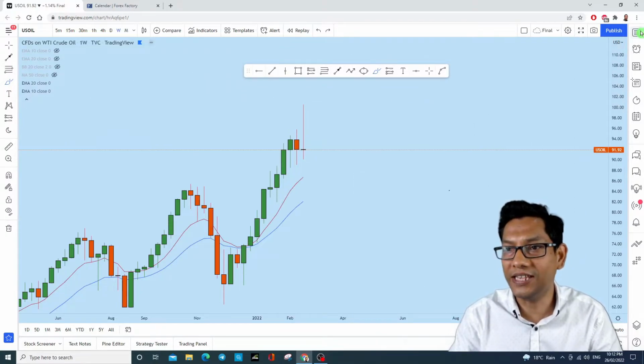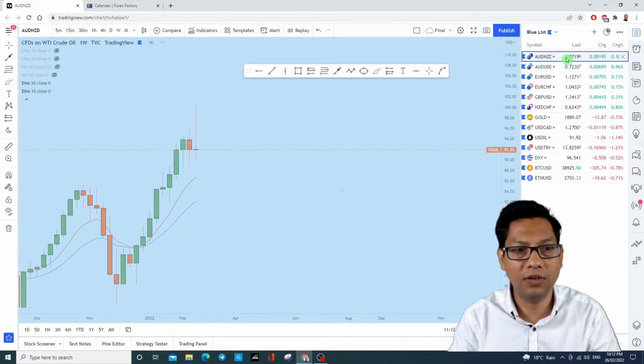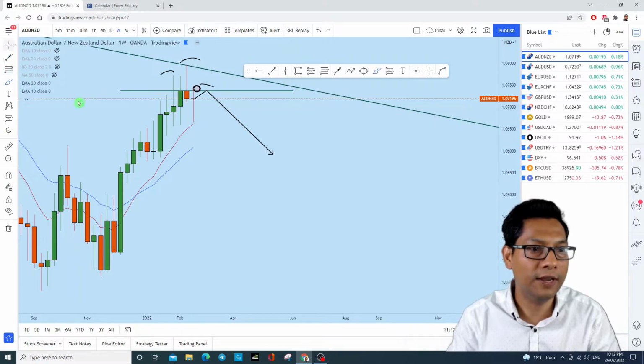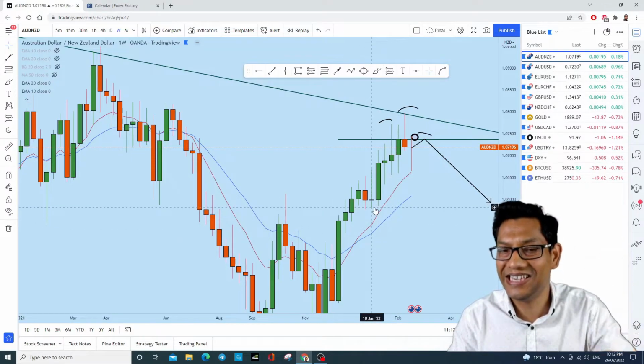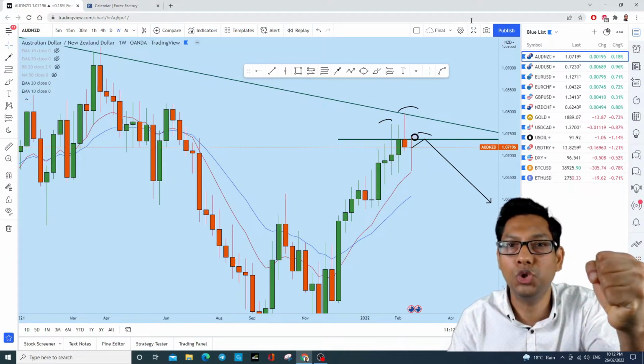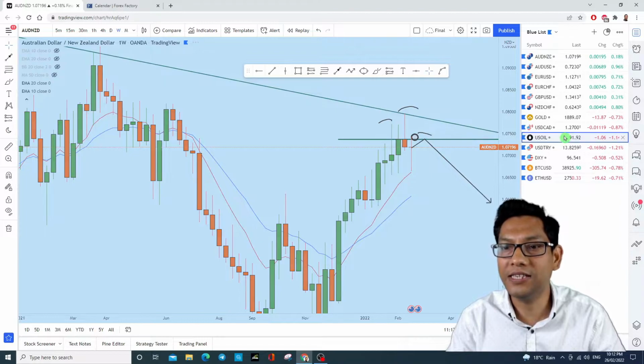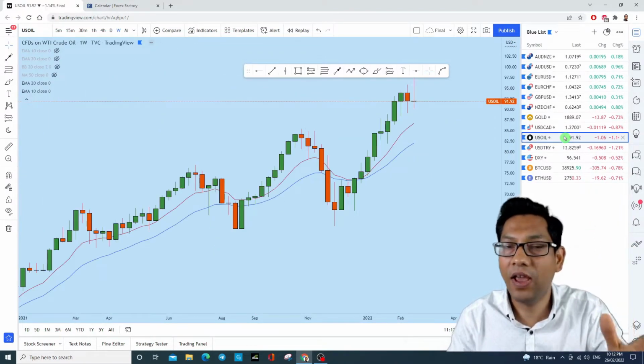Let me show you one example like this in another instrument. When this same kind of price action formed in AUDNZD, I made an analysis. Exactly this is what happened. Look at this push after that. USOIL, guys, you will not find this value anywhere.